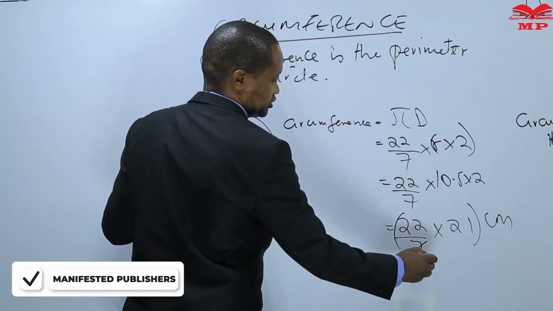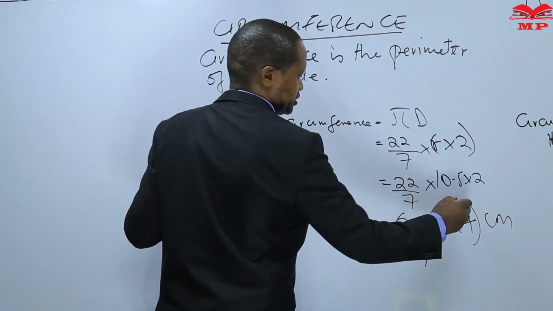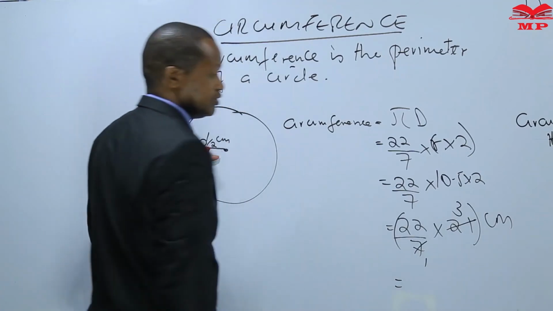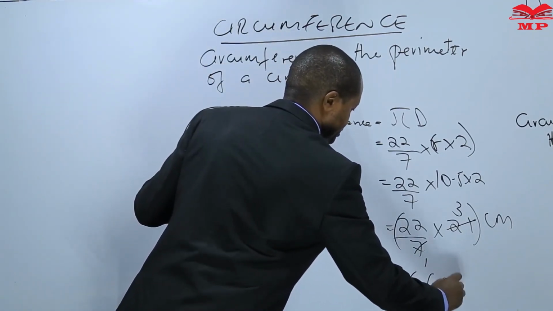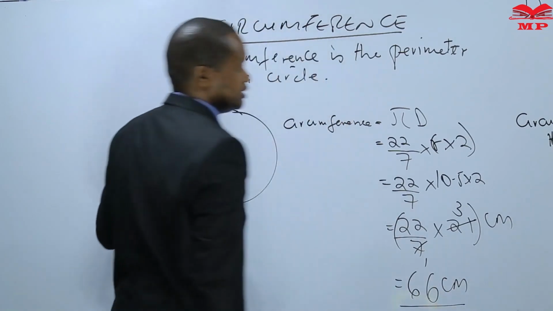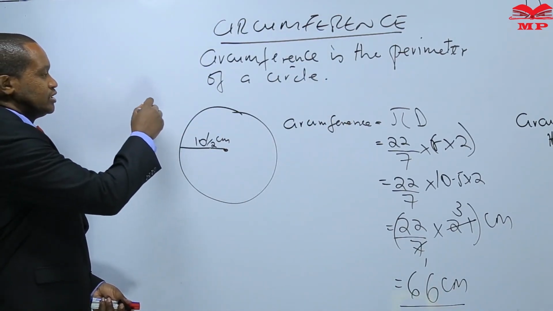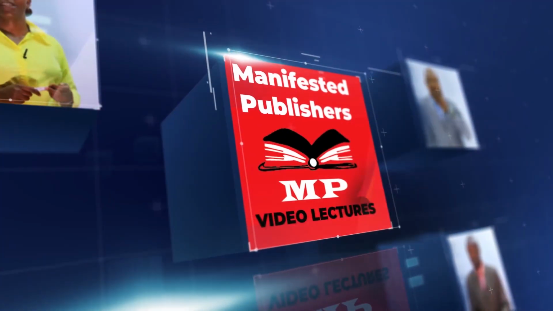So 7 cancels out with 7. Then 7 goes into 21 3 times. So the circumference of this circle is 66 centimeters. That is question 1C.